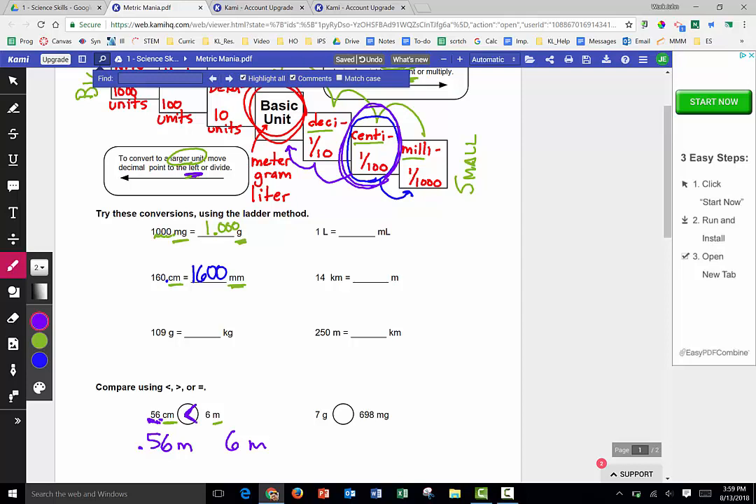Okay. And we need to do that for each of these problems to decide if they're greater than, less than, or equal by making sure that our units are both the same so we can compare. You'll do that on the rest of the worksheet.